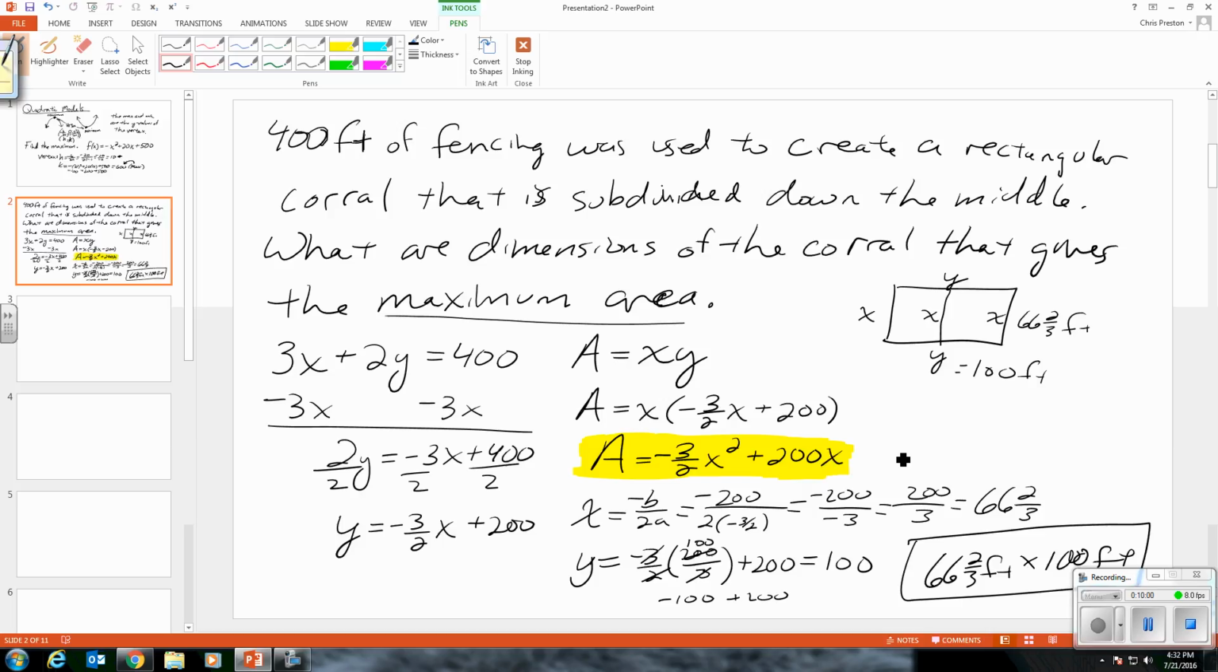Now, if I wanted to actually say what is the maximum area, I could plug this back in for my x's and calculate what that maximum area is. It doesn't actually ask me for that, so I'm not going to do it here, but if I did, that would be the way I would do it. All right, so there's a few different examples of models.